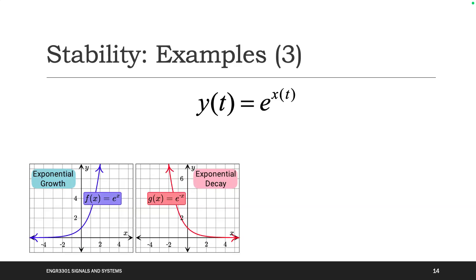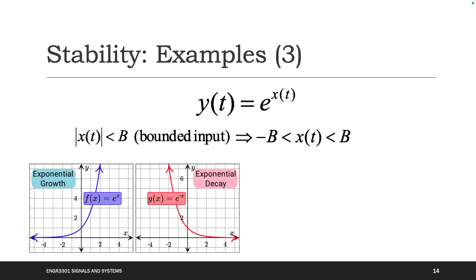We know the input is bounded, am I right? So we can write the input signal like this: the absolute value of x(t) is smaller than B, where B can be some value. We can write this as x(t) is greater than negative B and smaller than B, am I right? Sorry, negative B smaller than x(t) smaller than B.